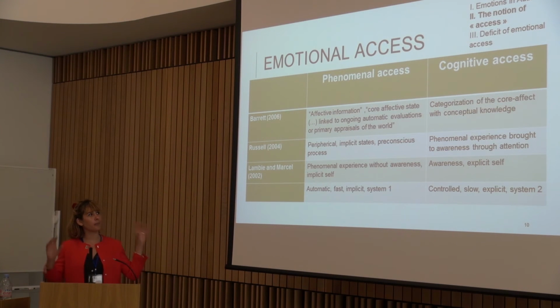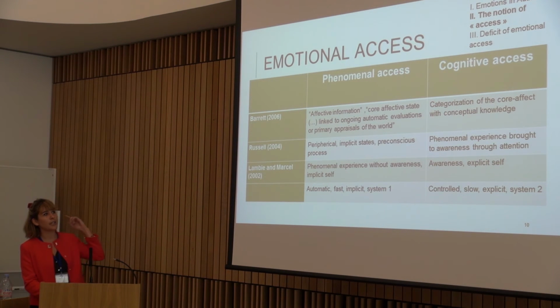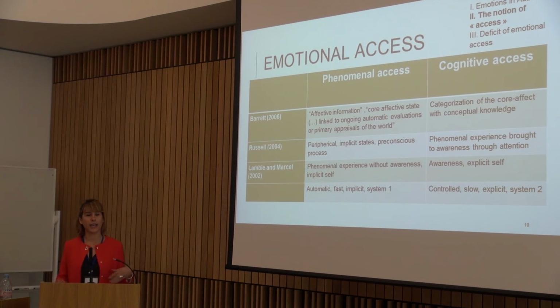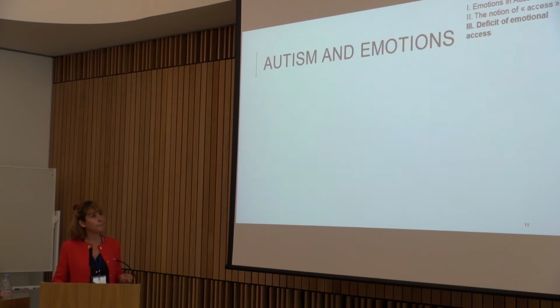Lambie and Marcel make a clearer distinction between what they call the phenomenal experience without awareness, the implicit self, and that would be the phenomenal access, and what they call awareness or explicit self, which would be the cognitive access. So phenomenal access is automatic, fast, implicit, and in dual process theories, it designates system 1, and the cognitive access is controlled, slow, and explicit, and it designates system 2.